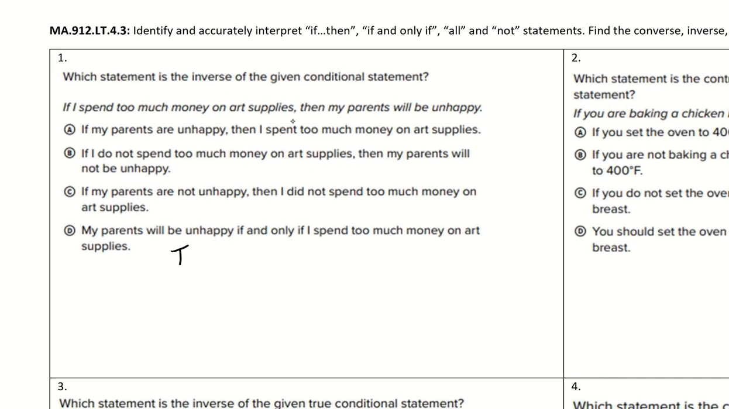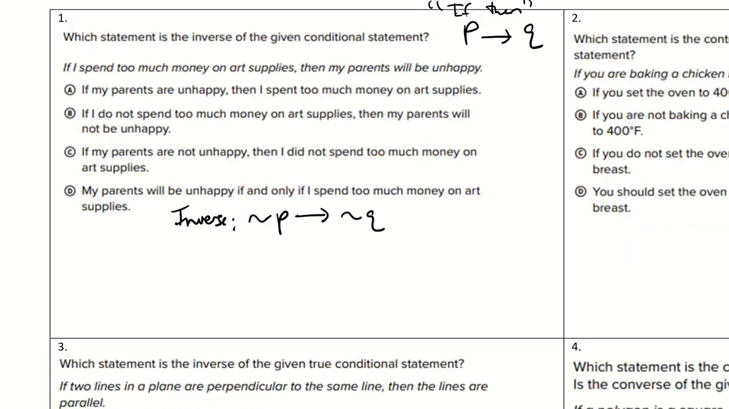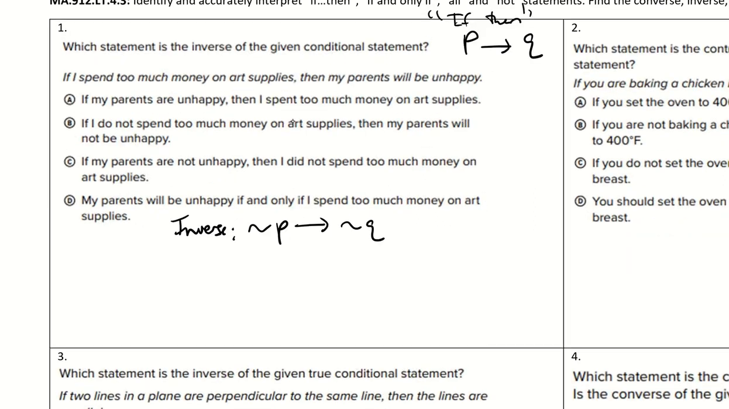So remember, normally you have an if-then statement, which means if P, then Q. That's what that means. If P, then Q, or P implies Q. Well, the inverse is when you negate both of them. So you're going to do a negation. So not P implies not Q. So if not P, then not Q. That's another way to say it.